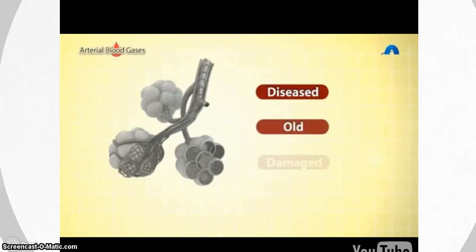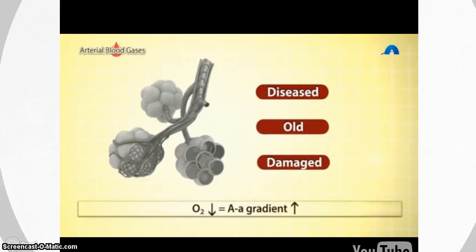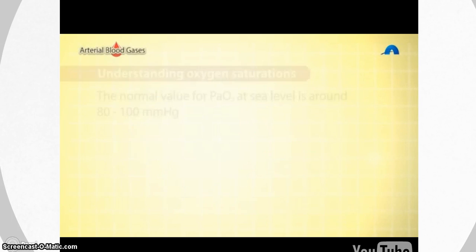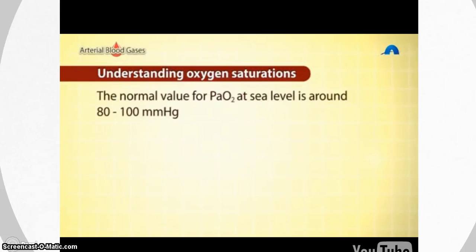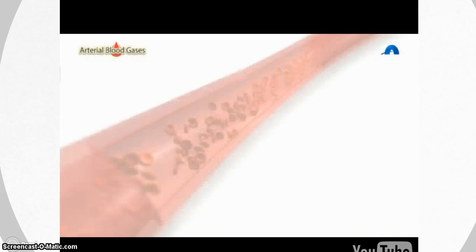Diseased, old, or damaged alveoli tend to let less oxygen diffuse into the bloodstream, and this is reflected in a rising AA gradient. The normal value for the partial pressure of oxygen at sea level is around 80 to 100 millimeters of mercury. But something interesting happens as it approaches 60 millimeters of mercury.